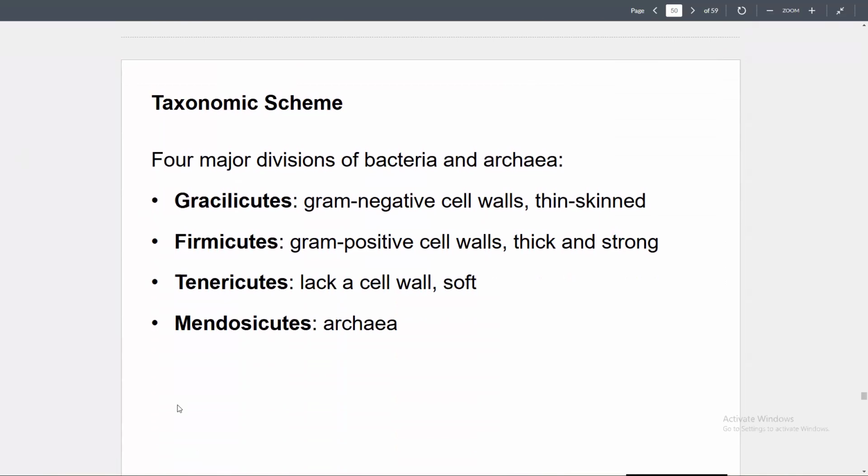So gracilicutes. So actually, let's start with firmicutes. This is how I remember these, okay? So for firmicutes, firm because we have that thick cell wall.